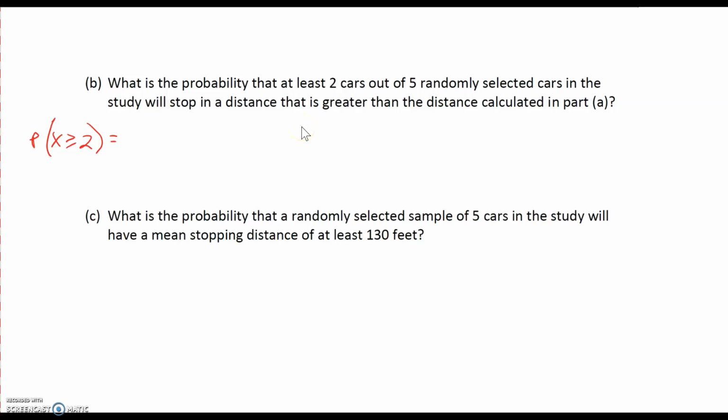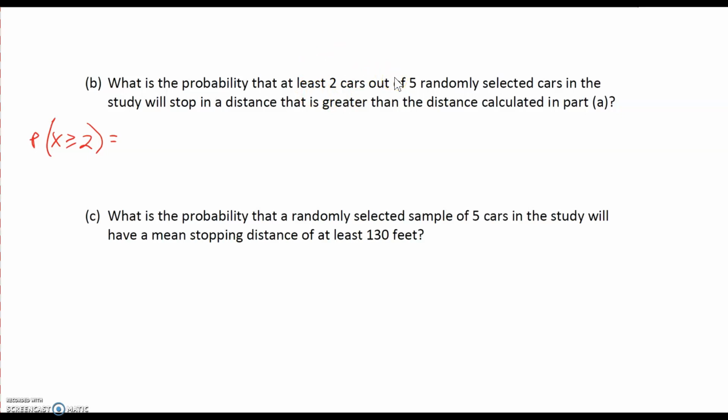Now, I'm going to go right into the at least 2. I'm going to say 2 or 3 or 4 or 5. There's actually another way to do it. This is the idea of the complement. So it's 1 or 100%, right? 1 minus the probability of 0 or 1 car. And that's the same thing, but I think this is a little more straightforward. So 2 or 3 or 4 or 5.